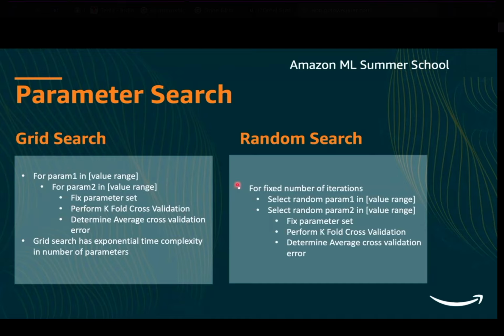There is also another type of parameter search which is known as random search, right? You fix a number of iterations, and you select each of the hyperparameters randomly from a certain range. You perform a k-fold cross validation and determine the average. In this case, there is no guarantee that you would find the best parameter because you're not going through all the parameters. You're only going through some number of iterations. However, this is typically faster and you can do a parallel search here.